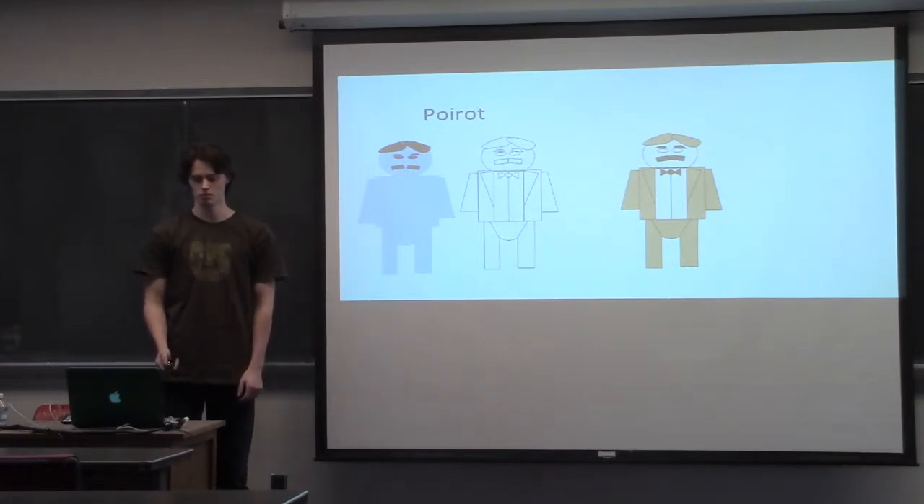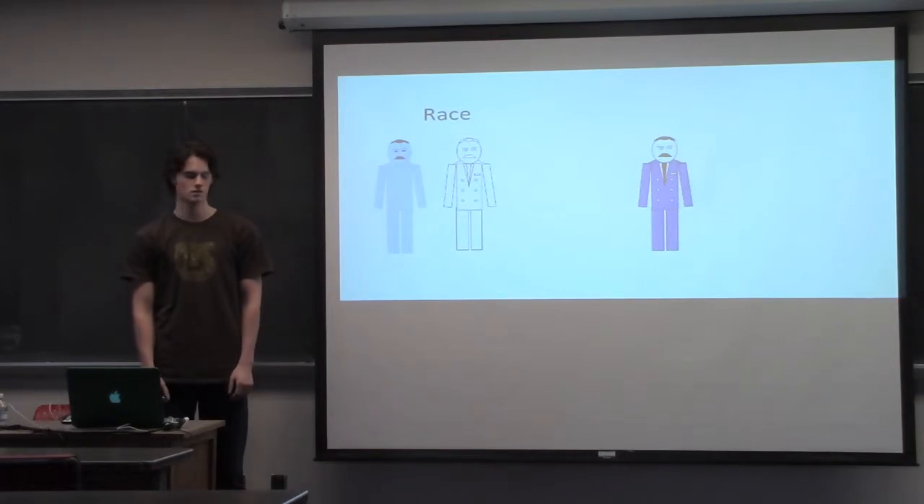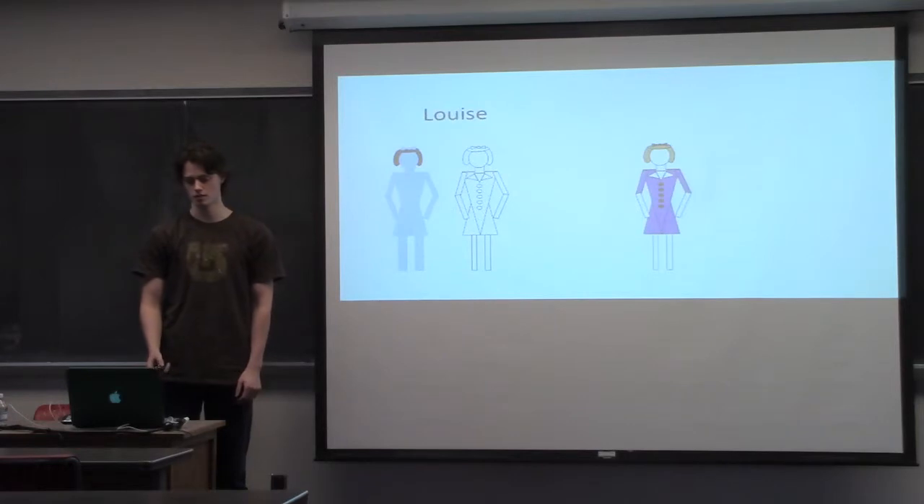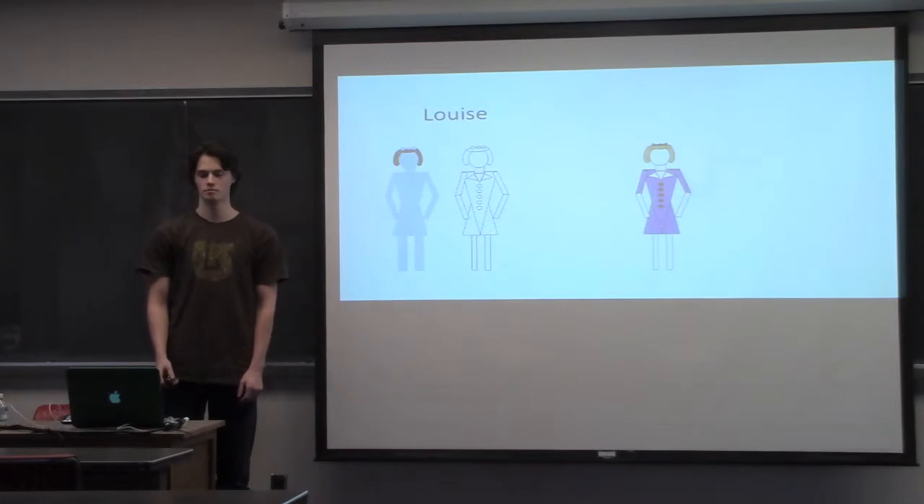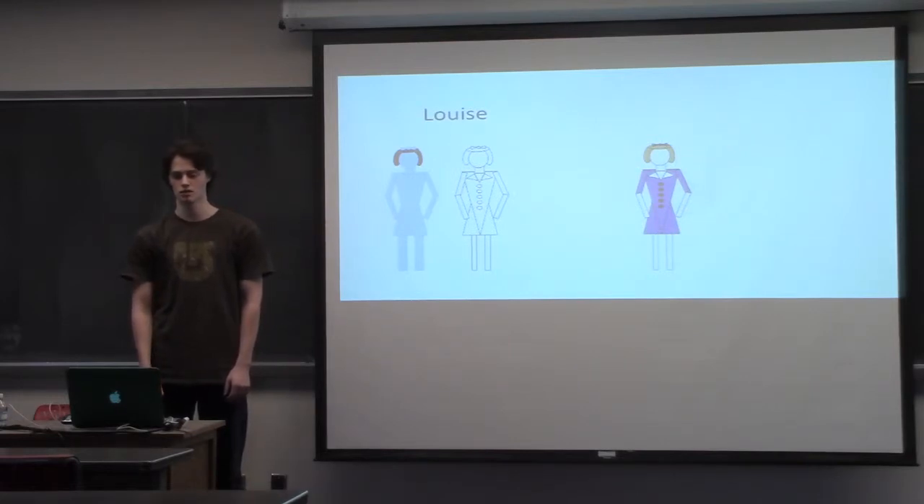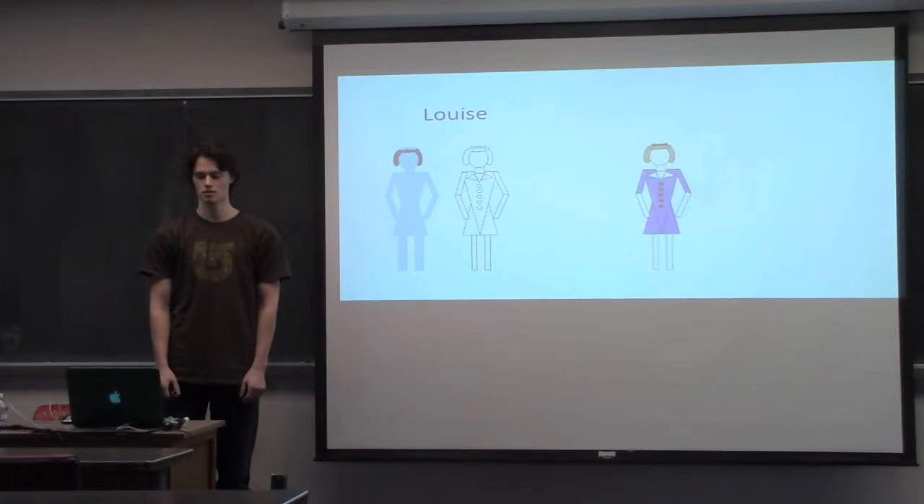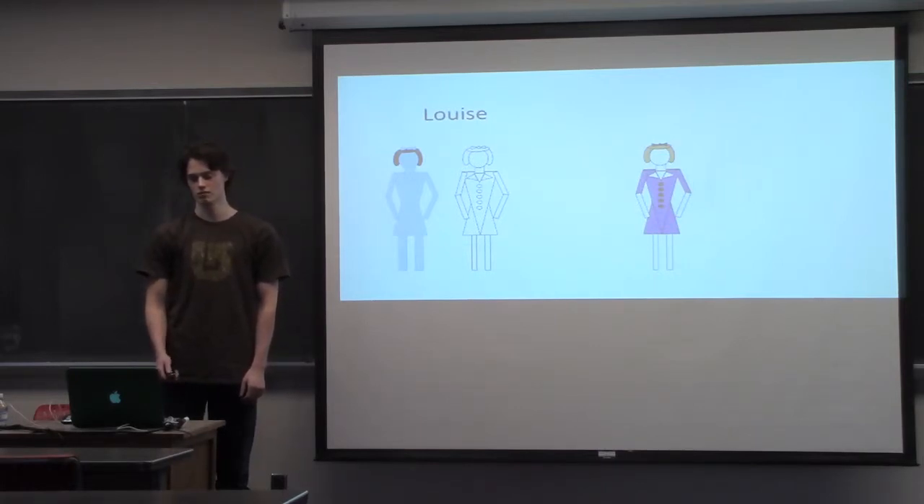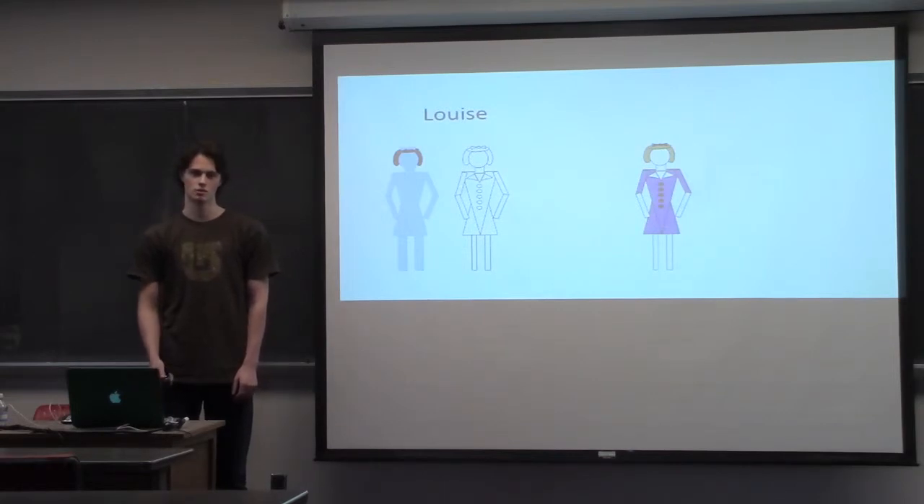So this was Perot, and this is Colonel Race. He's a little bit skinnier. And this was Louise. Throughout the scene, Louise says that if she wouldn't have gone back to her cabin, she could have seen the assassin. So I just left her face blank because it shows that she didn't see who the assassin was.